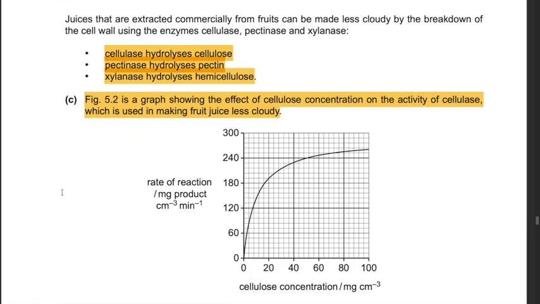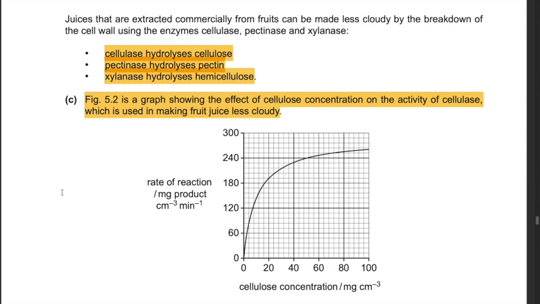Juices that are extracted commercially from fruits can be made less cloudy by the breakdown of the cell wall using enzymes cellulase, pectinase, and xylanase. Cellulase hydrolyzes cellulose, pectinase hydrolyzes pectin, xylanase hydrolyzes hemicellulose.